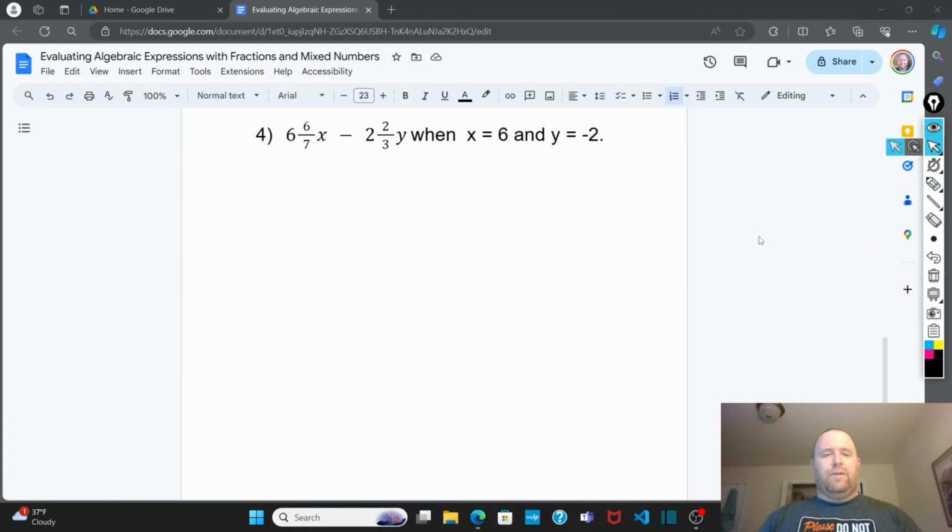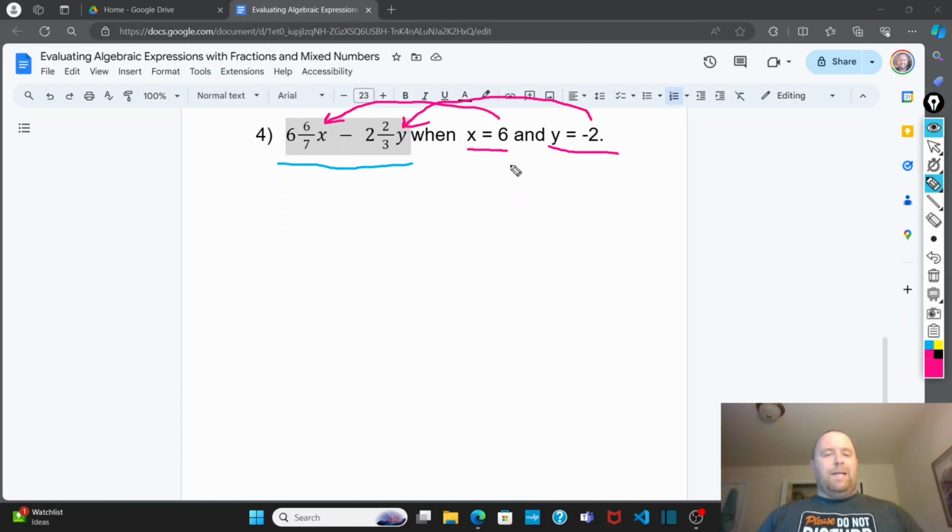Bring this down. Okay, so we have this expression 6 6/7 x minus 2 2/3 y. When x equals 6, we'll write that as 6 over 1, and we'll place that where x is. And when y equals negative 2, we're going to put that as negative 2 over 1. We'll put that here.